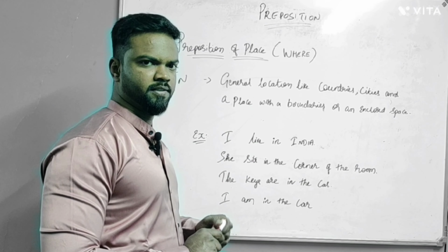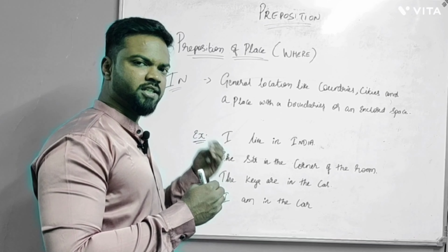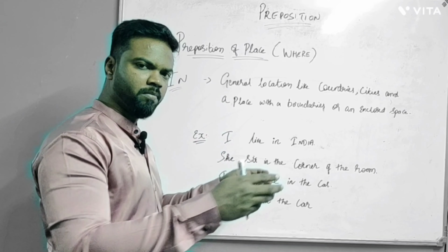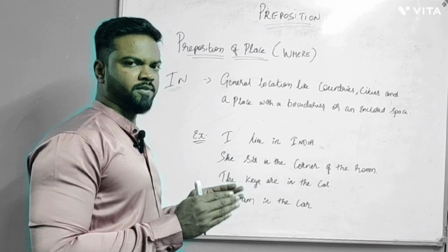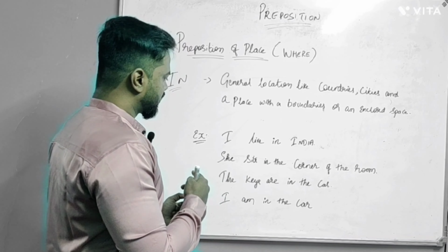Preposition of place. So let's look into the usage of in. We use in when we talk about general locations like countries, cities, and a place with boundaries or an enclosed space. Let's look into some examples. I live in India. She sits in the corner of the room.